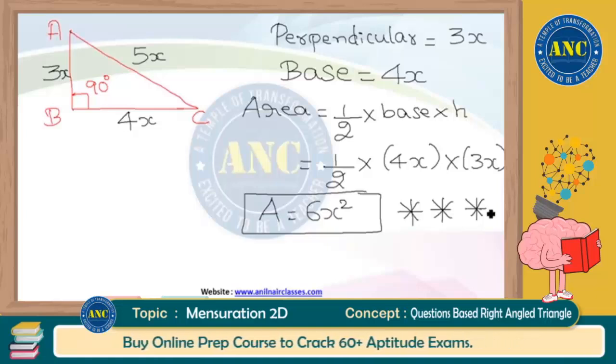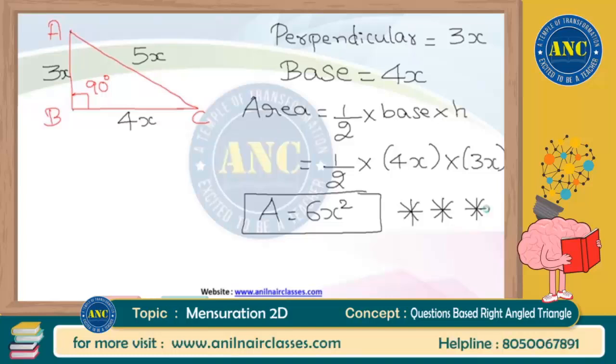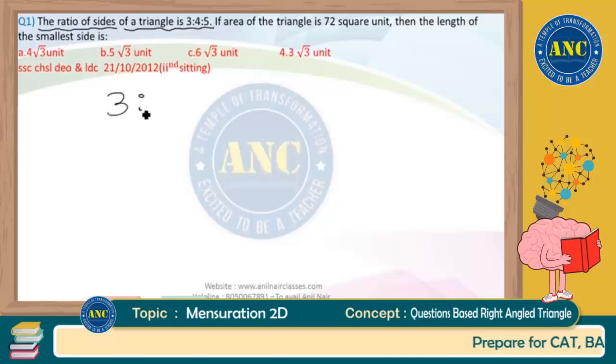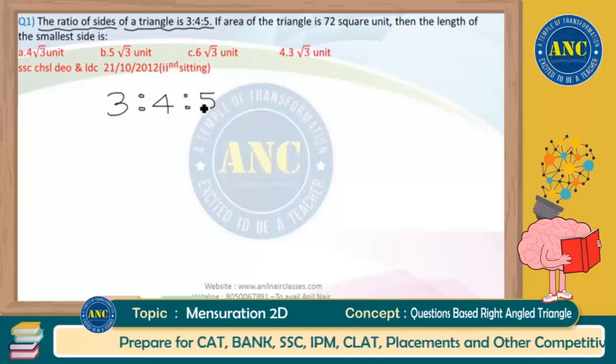Or let us solve the problem by taking only 3, 4, 5 rather than taking it as 3x, 4x and 5x in terms of variables. Sir, let us see how to avoid variables in our problem solving. Now, let us start solving some problems based on this. The first question says the ratio of sides of a triangle is 3:4:5. Ratio is what is given. That is the first statement.